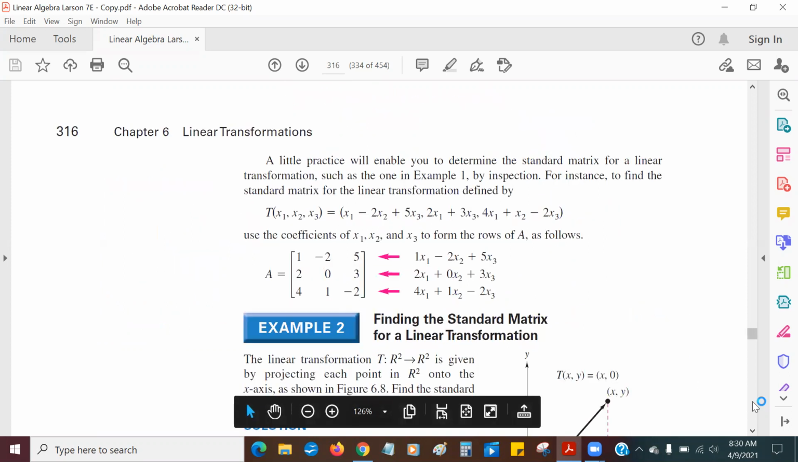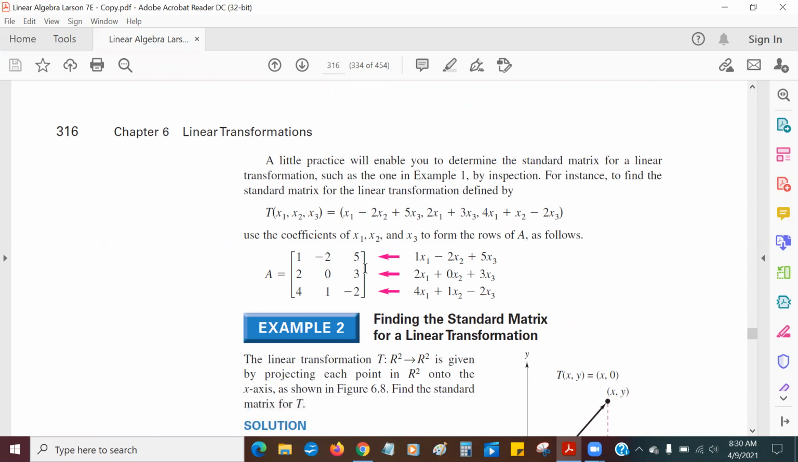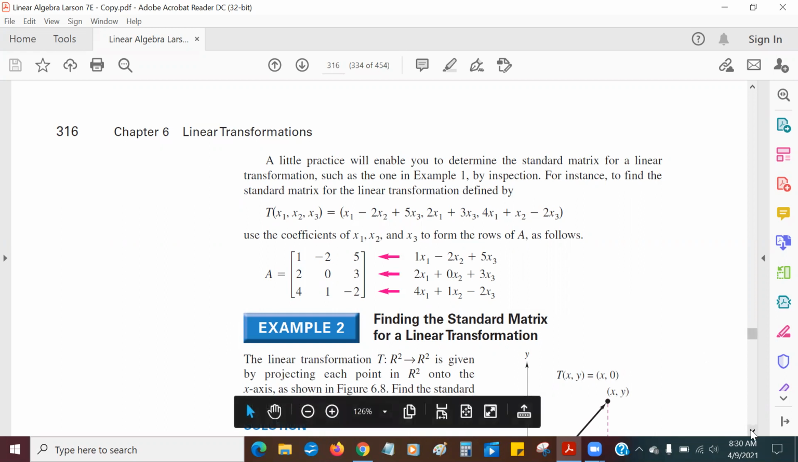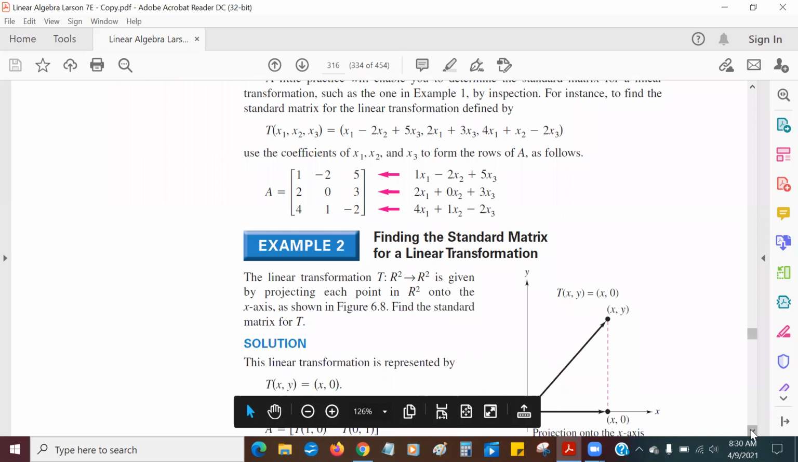Okay, moving on. Eventually, you get to a point where you can just look at it. Because I see here, I'm looking at the coefficients now. 1, minus 2, plus 5, that's my top row. 2, 3, 2, there's no x2, and then there's a 3. So that's really 2, 0, 3, which is my second row. And then 4, 1, negative 2, there's my third row. So pal, it gets to a point where you can just give that matrix in 2 seconds. And that is awesome.